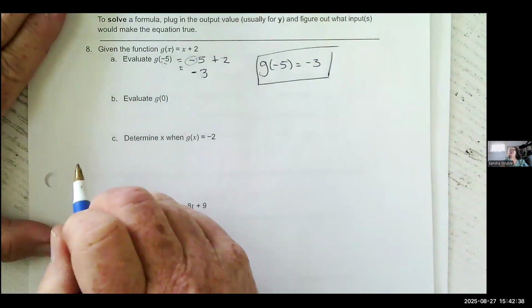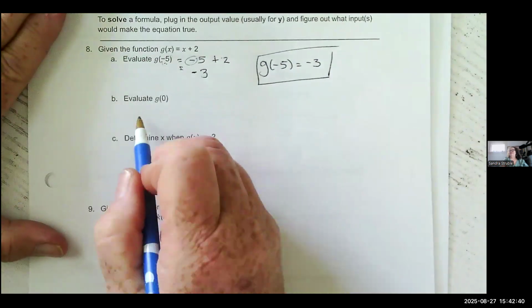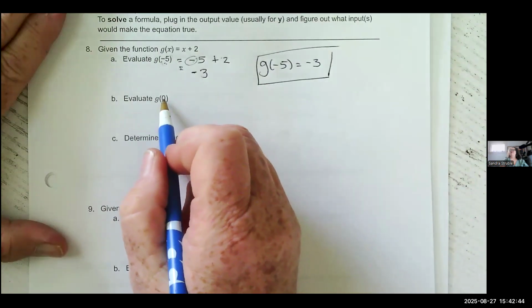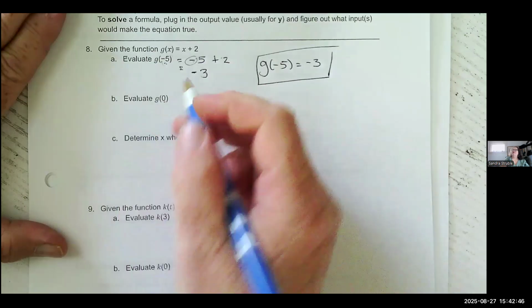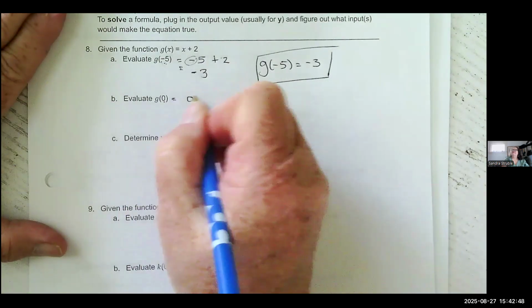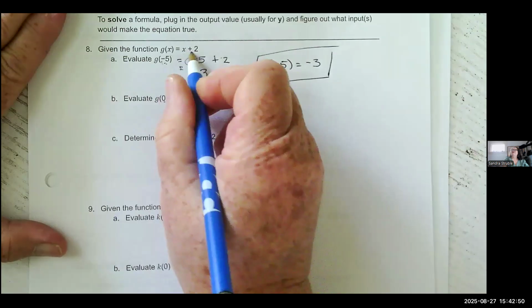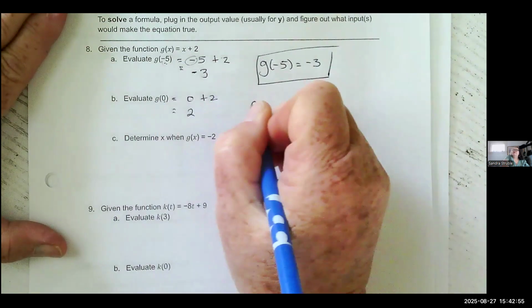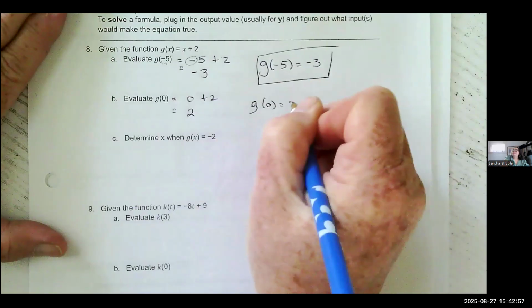Pause the video and attempt to do this next one on your own. Okay, g of 0. So g of 0 means everywhere there's an x, we need to plug in 0. So 0 plus 2. And that's equal to 2. So g of 0 is equal to 2.